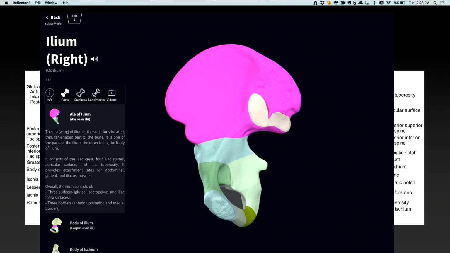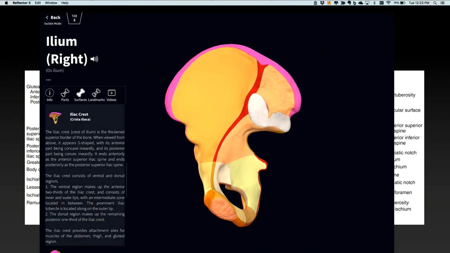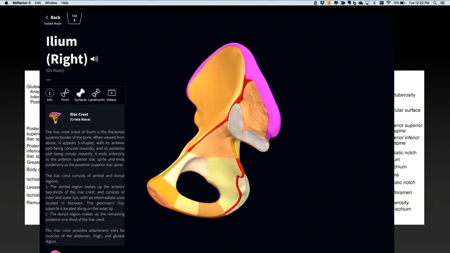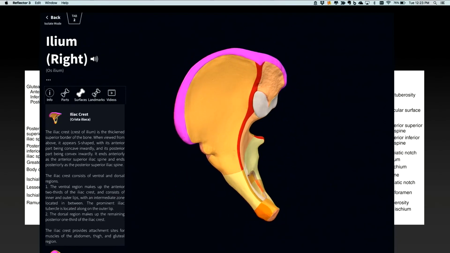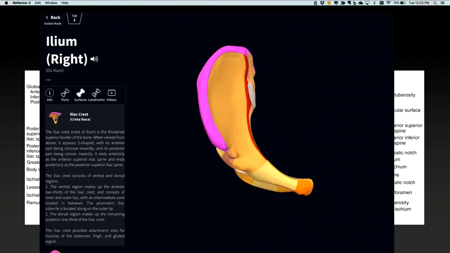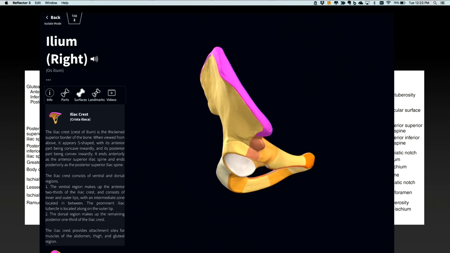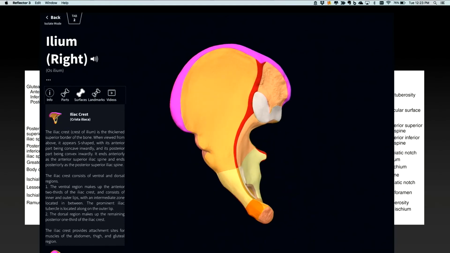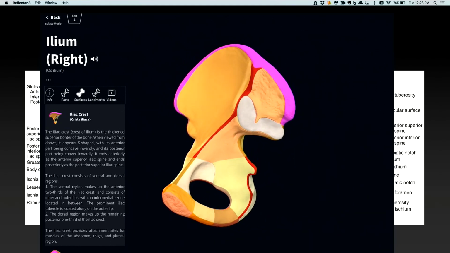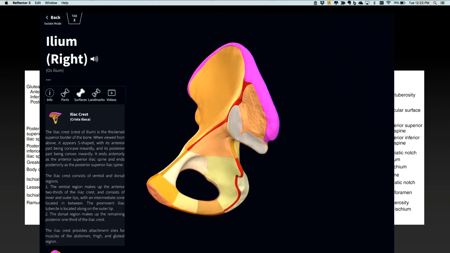The other defining features of the ilium, the iliac crest, this highlighted pink area, the entire top ridge of the ilium is the iliac crest. Major insertion point for some muscles of the back. Latissimus dorsi is one of those. The entire top surface is the iliac crest. And you can feel the anterior portion of that as your hip bone right now.